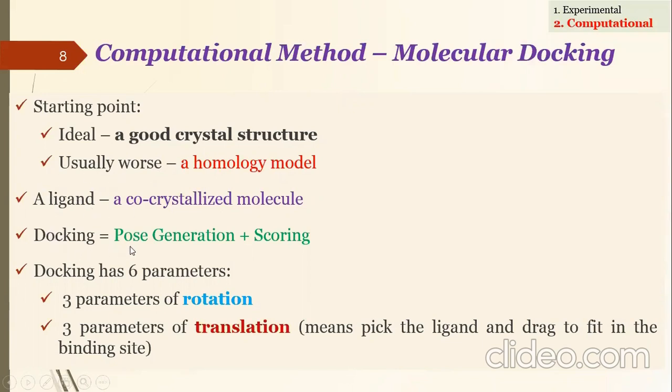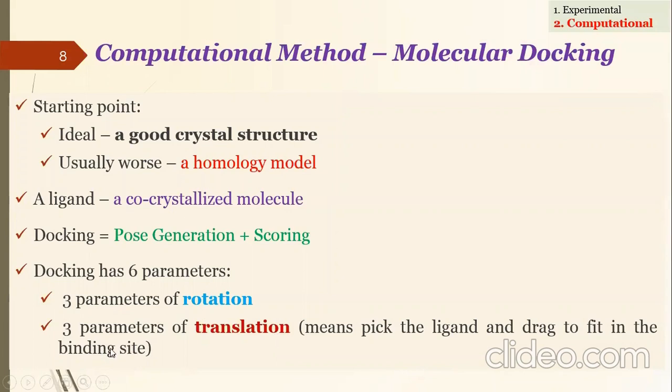And docking is pose generation and scoring. What we do is generate a pose, the ligand interacting in the binding pocket, and then try to increase the affinity, meaning increase the scoring. Conclusively, docking has 6 parameters: 3 for rotation and 3 for translation, meaning pick the ligand and drag it to fit in the binding site. That is translation.